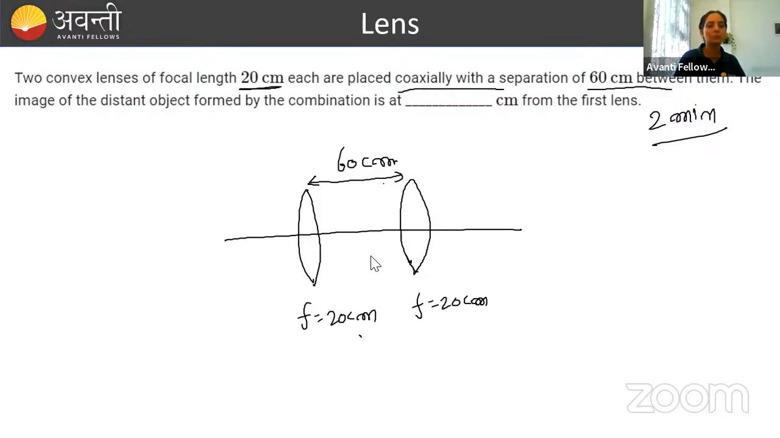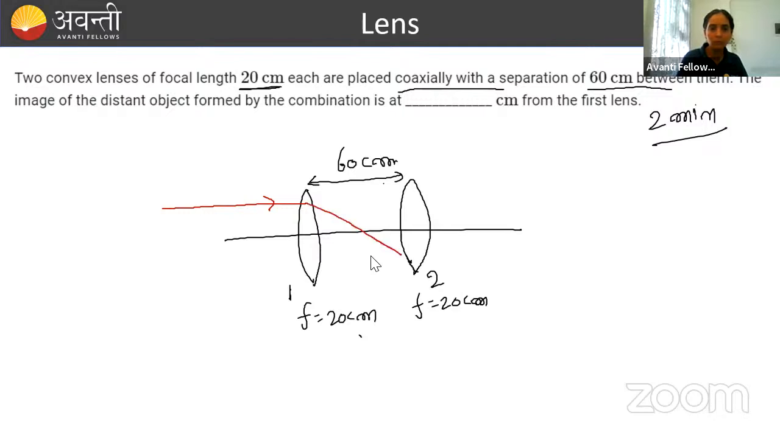The image of distant object formed by the combination is at what distance from the first lens? So let's call it first lens. Let's call it second lens. So if we are calling this first lens, light will fall on it first, right? So light is coming from where? From distant object. So if object is distant, it means the object is at infinity. And if object is at infinity, light coming will be parallel. So parallel beam is coming. What will happen? It will converge to focus.